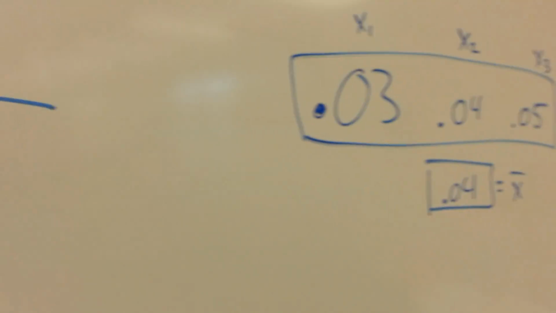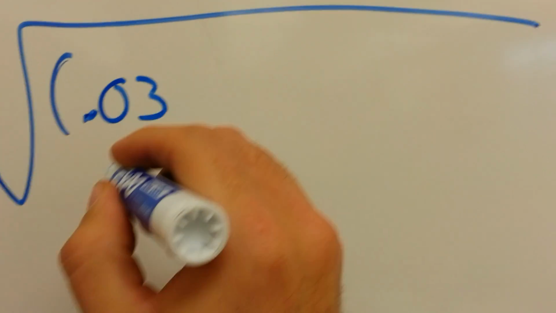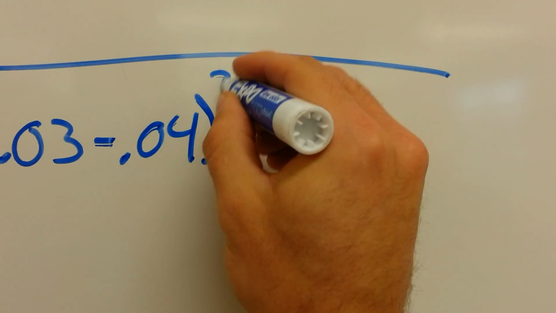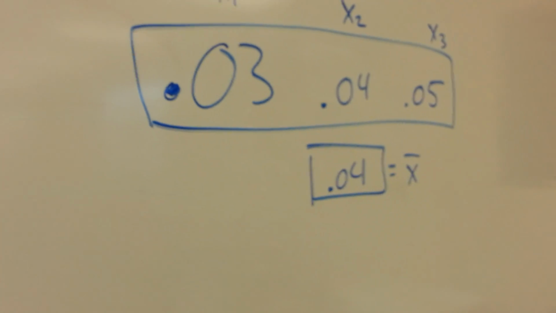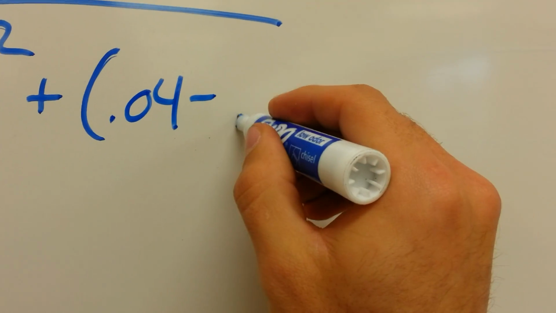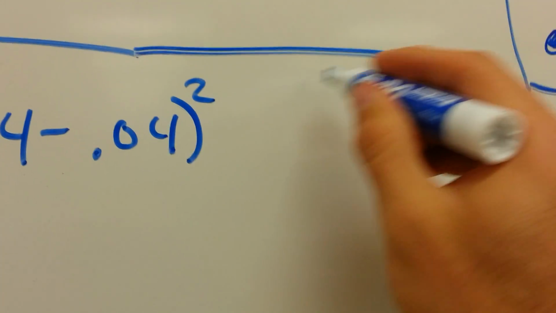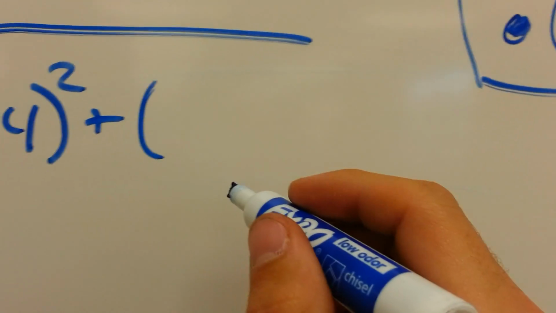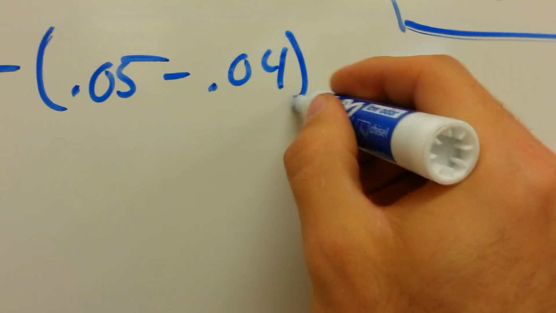So we have our first value would be 0.03, then minus the average, which in this case is going to be 0.04, squared, plus our next data point is 0.04. So it's going to be 0.04 minus the average, which is also 0.04 in this case, squared, plus our last data point, which is 0.05. 0.05 minus 0.04 squared.